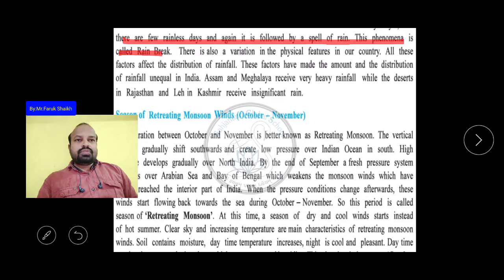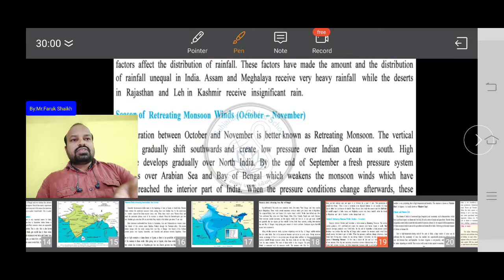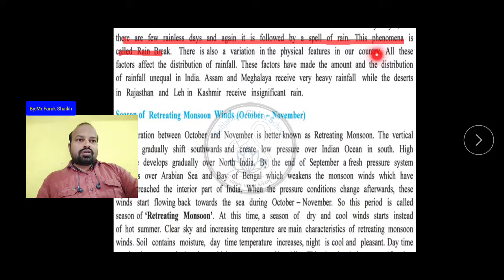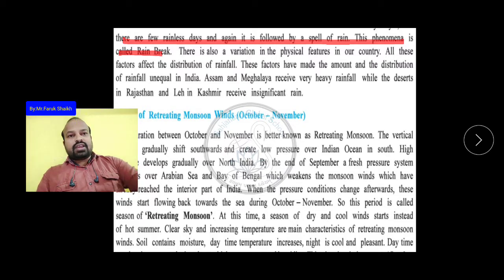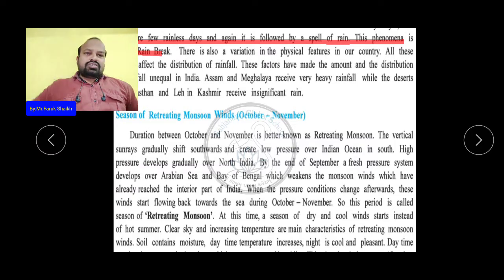There is also variation in the physical features of our country. All these factors affect the distribution of rainfall. These factors have made the amount and the distribution of the rainfall unequal in India. There is no equality in the rainfall in India, like Assam and Meghalaya receiving very heavy rainfall, while the desert in Rajasthan and Leh and Kashmir receive very little rain.